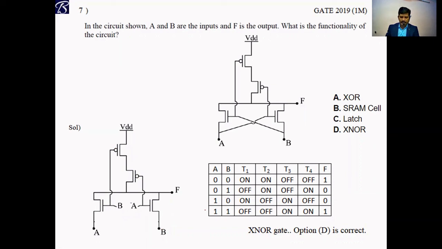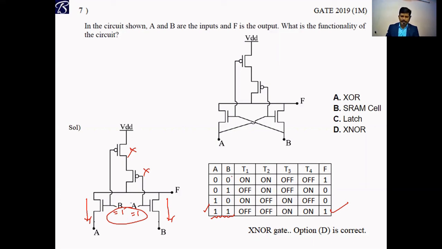And let us take the fourth case. So this is 1 and this is also 1. What happens? This is switch on. This is switch on. And both will be switch off. Now F is connected to either A or B. And observe both are 1 only. So whether A or B, both are 1. So output I can take is 1.